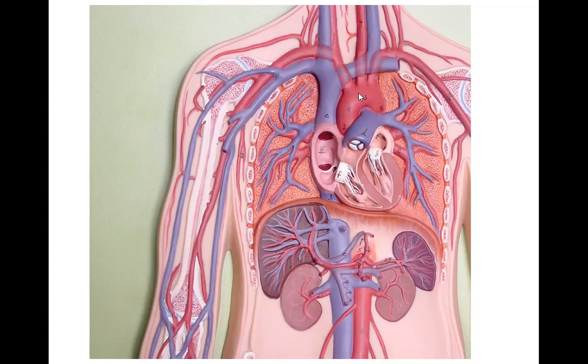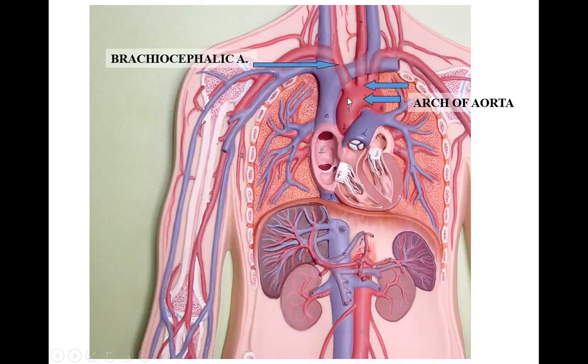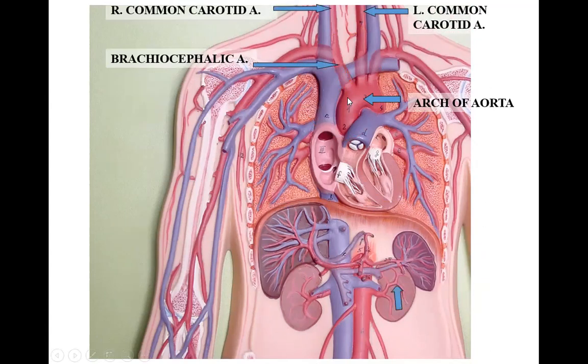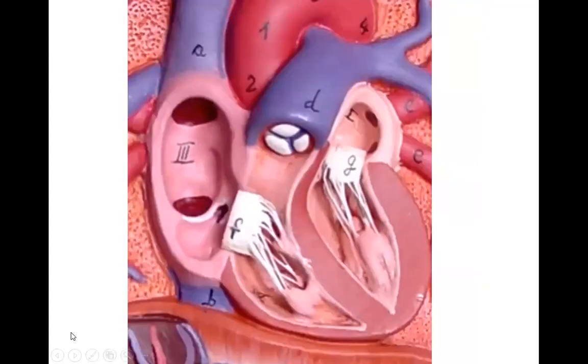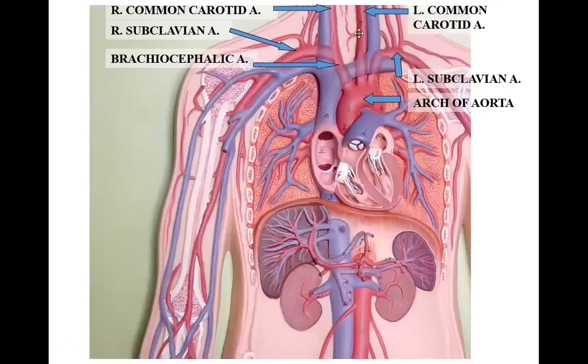Okay, so here we see the aortic arch, the brachiocephalic artery, left common carotid, right common carotid, left subclavian, right subclavian. Remember, they run directly underneath the clavicles. And the purple ones are going to be the right jugular and the left jugular.